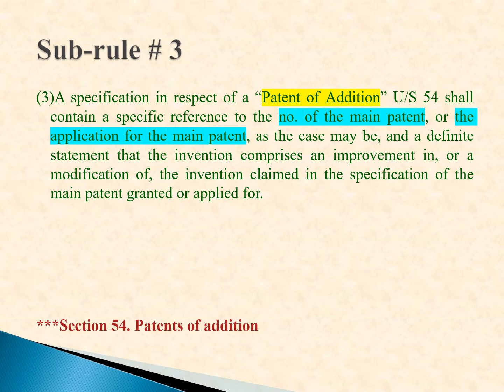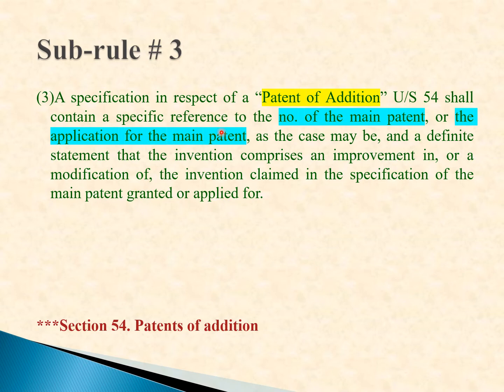Subrule 2 dealt with divisional application. Here subrule 3 deals with patent of addition, and we know both patent of addition and divisional application are totally dependent on the main application. So whether the main application is in the application stage or in the granted stage, in both the cases, it is what is written here. Just take a look. A specification in respect of a patent of addition as per section 54, which we have already discussed, shall contain a specific reference.